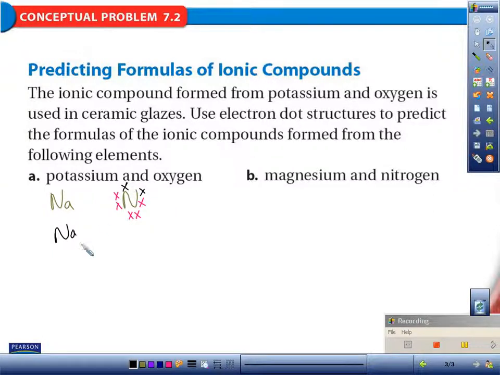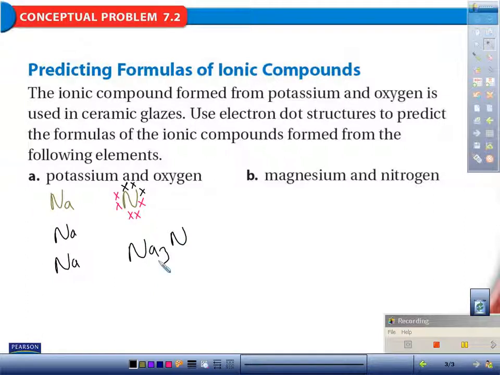He wants 1 more, so I have to bring in 1 more sodium with his 1 electron. He doesn't want this one, but nitrogen does, so I'll take it from him and give it to nitrogen. Now this guy has 8. These guys have lost all of theirs, so now I'm done. When these combine, I'm going to combine in the ratio of 1, 2, 3 sodiums for every 1 nitrogen. And that's my ionic compound.